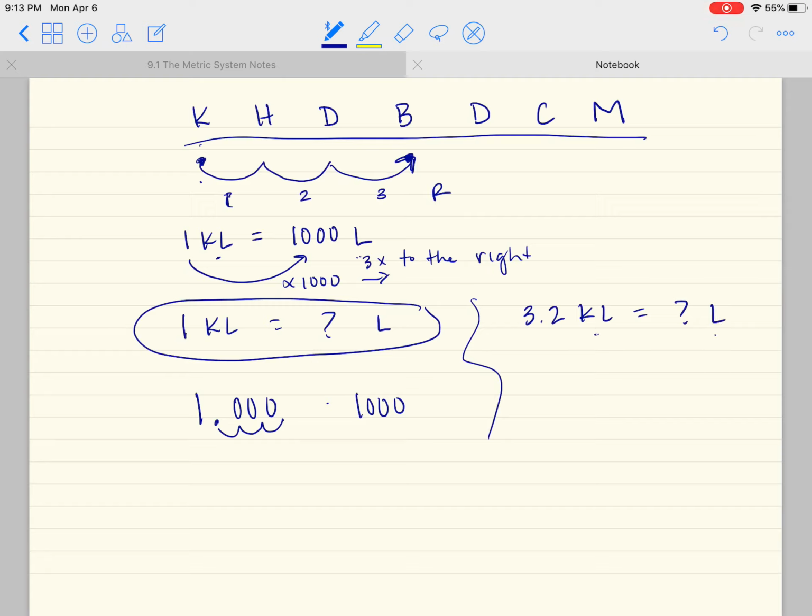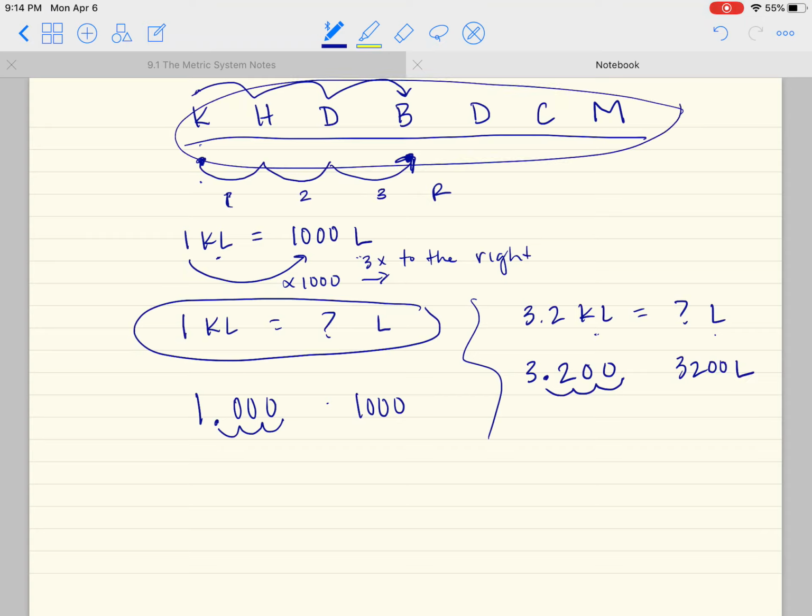And it works with any amount. So let's say I had 3.2 kiloliters, some random number here, and I wanted to figure out how many liters that was. To get from kiloliters to liters, I have to go 1, 2, 3 times to the right along that lineup. So I move the decimal here, let me add some zeros, 1, 2, 3 times to the right. So 3.2 kiloliters is 3,200 liters.